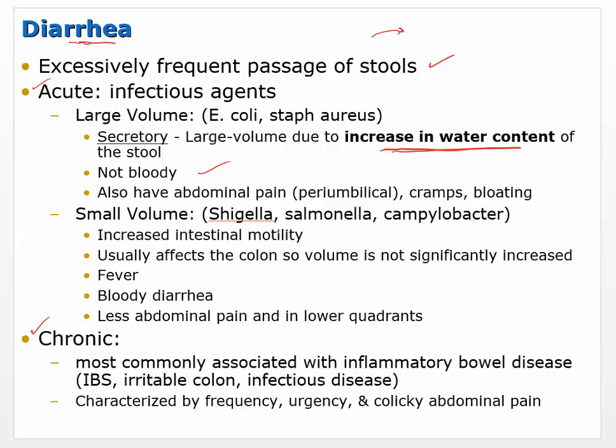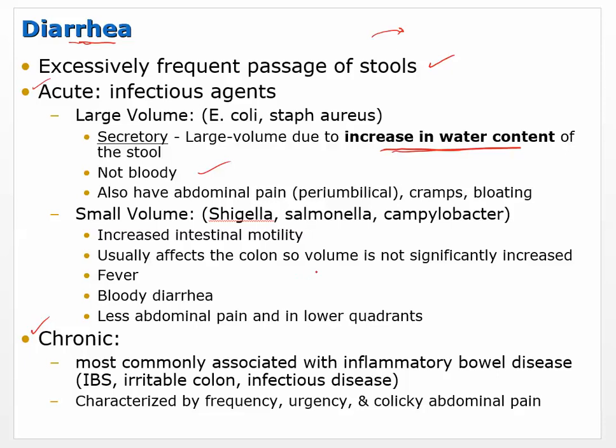Small volume is a lot of times caused by increased intestinal motility. If you think about that, it makes sense, because if you're pushing stuff through a lot of times, then you're going to have numerous small volume defecation events, pooping, diarrhea. So increased intestinal motility, but it's going to be smaller volume.